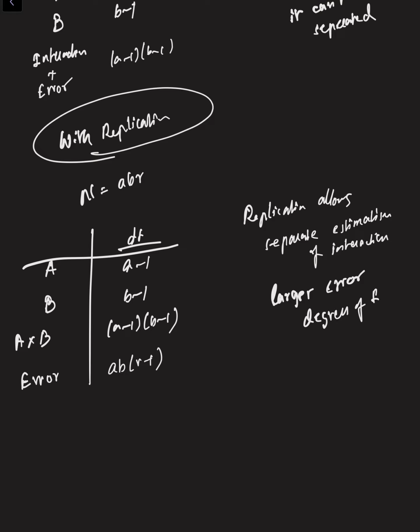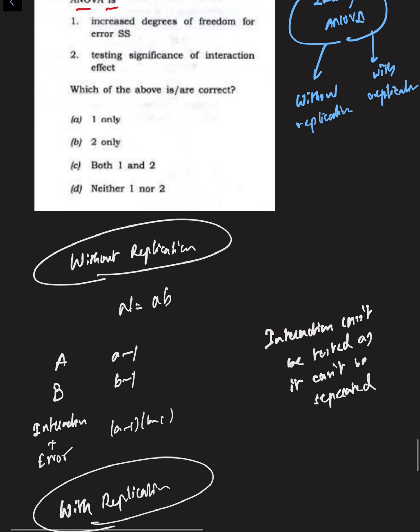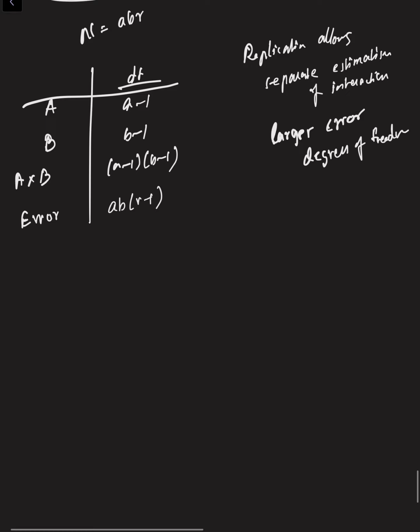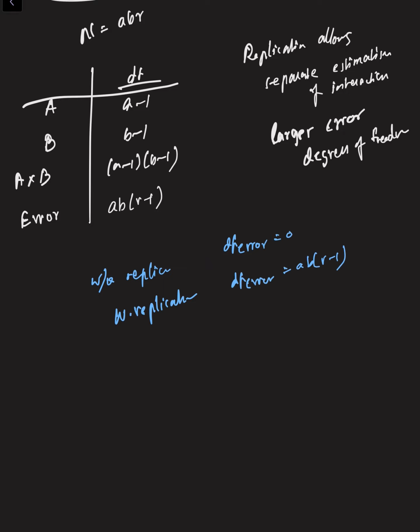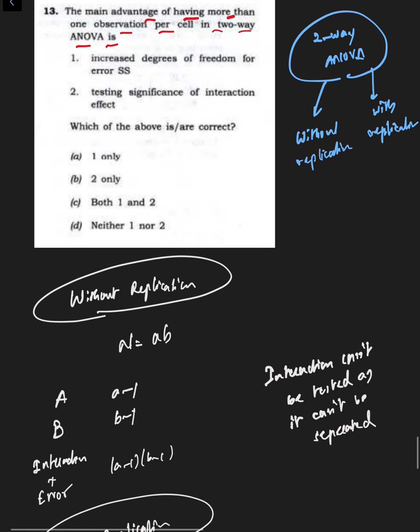there will be larger error degrees of freedom. So if we consider statement 1, increased degrees of freedom for error sum of squares: without replication the degrees of freedom of error is 0, and with replication the degrees of freedom of error is ab times (r minus 1). So that means increased degrees of freedom for error sum of squares, so that is correct.